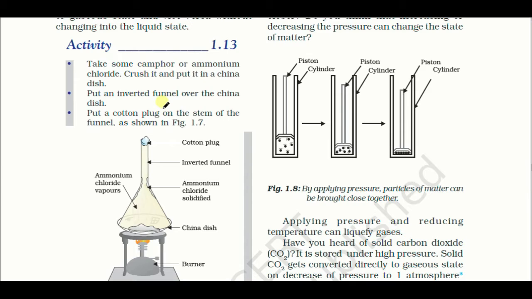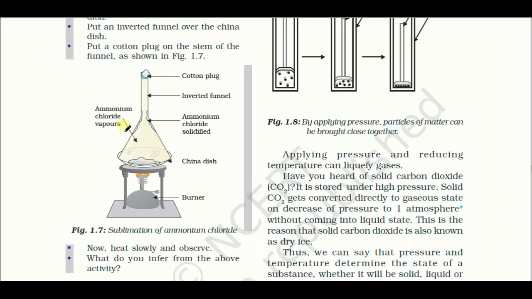Here in this activity it is shown that a solid substance can change directly to the gaseous state on heating. The substance taken is ammonium chloride, and the experimental setup is as shown. You have to draw this experimental setup.